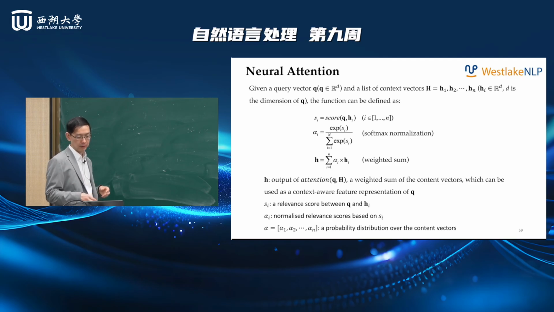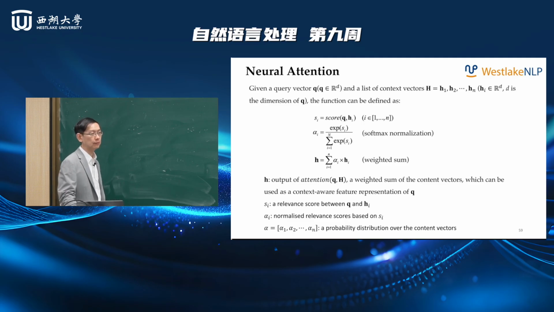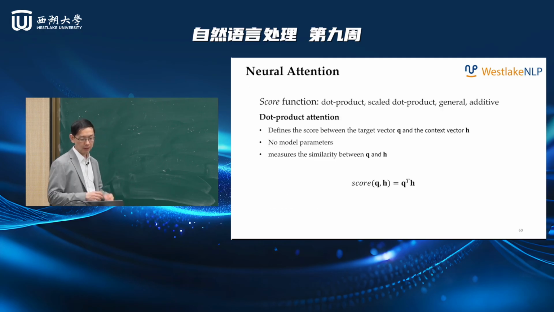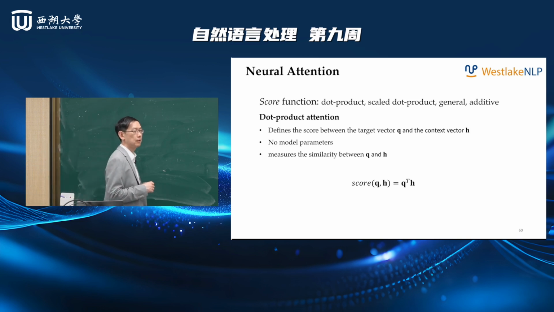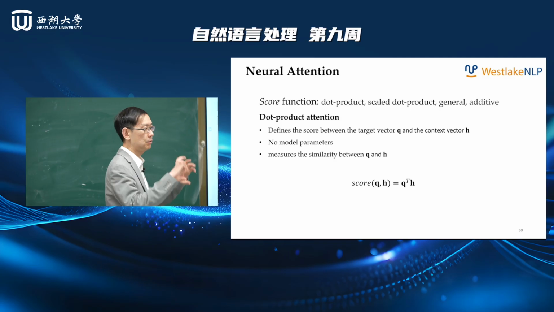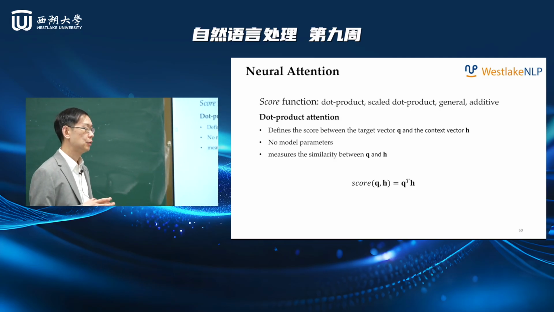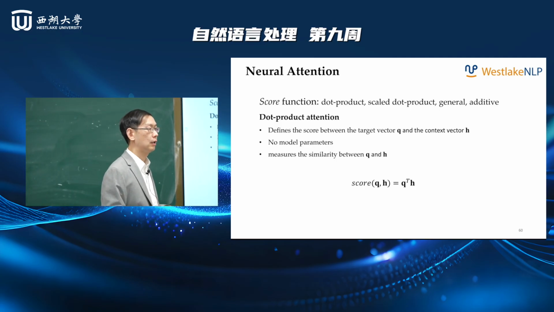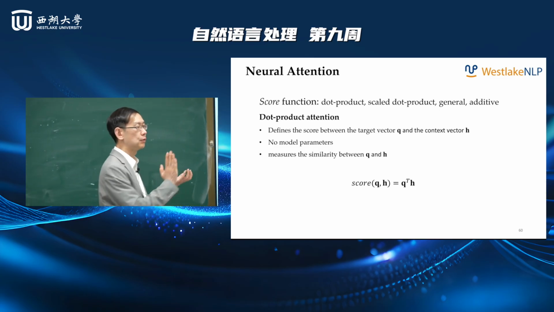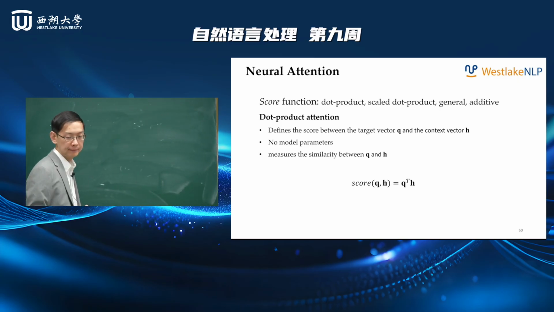And there are different ways to do that. I show you 4 of them. So the first one is quite simple. It requires Q and H to be of the same dimensions, the same size. It's called dot product attention. So you score HI by calculating the similarity between Q and HI, Q dot HI, or Q transpose HI. So that's the first way.